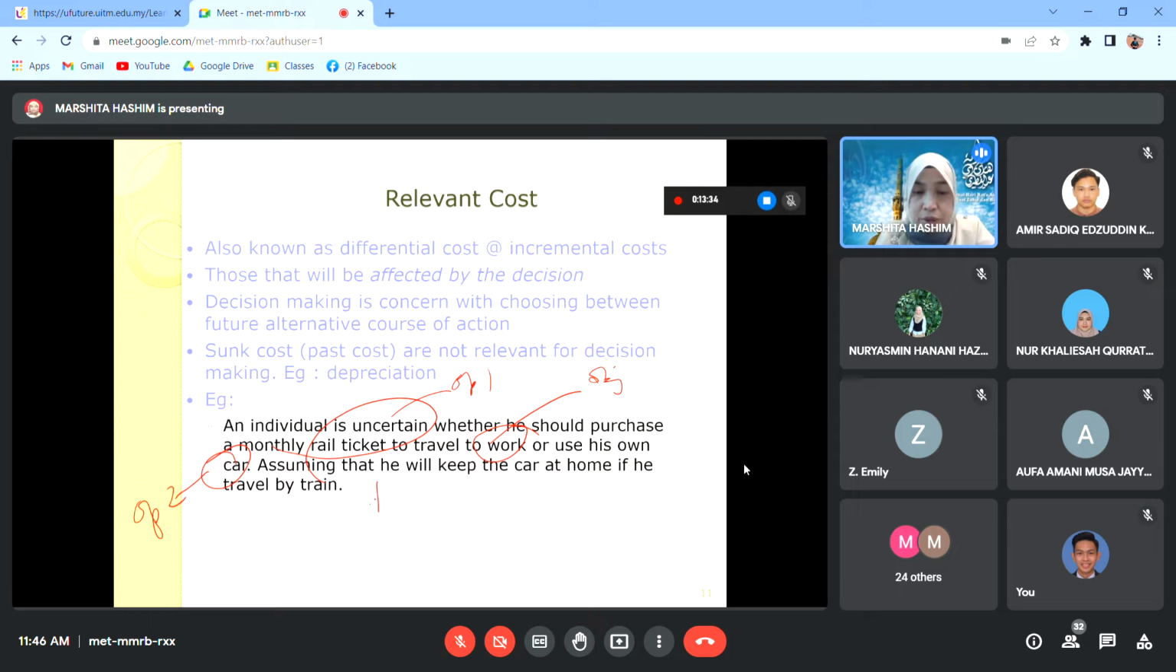In terms of cost, let's say ticket cost for the train. Is it relevant or irrelevant?